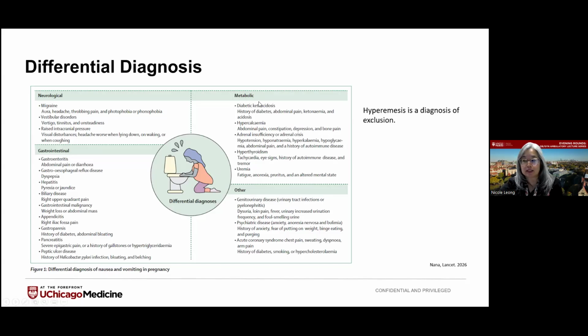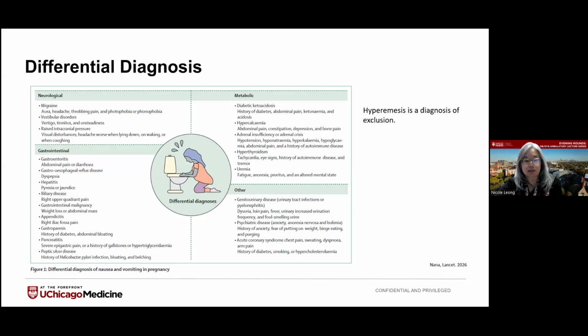So metabolic dysfunction can also cause nausea and vomiting. In somebody who's diabetic, if they're experiencing diabetic ketoacidosis, that can cause this. Other things like hypercalcemia, adrenal insufficiency, true hyperthyroidism, and uremia can also result in these types of symptoms.